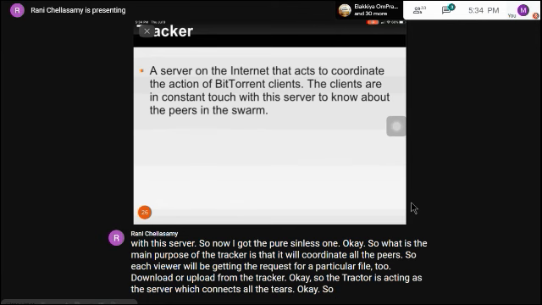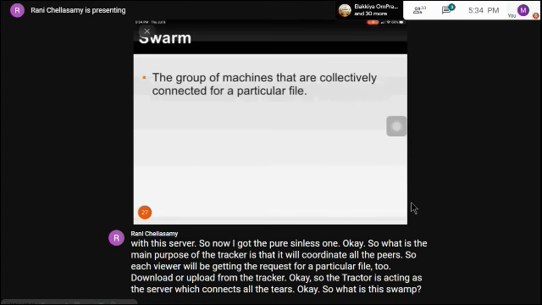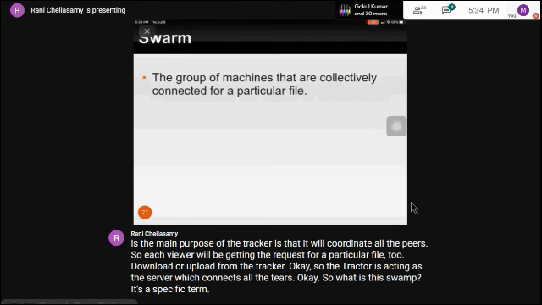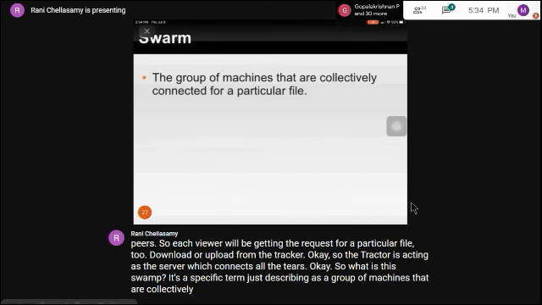So what is swarm? It's a specific term which describes a group of machines that are collectively connected in a network for a particular file. Okay.